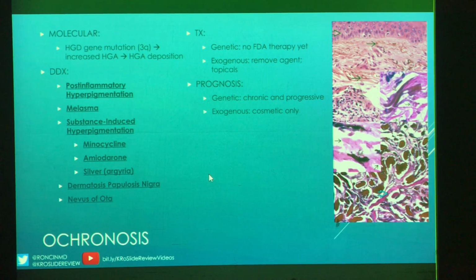Your prognosis, unfortunately, if it's genetic, these are chronic diseases, right? Genetics don't go away, and it also means that they're progressive. For exogenous, these are cosmetic concerns only, so again, remove what's causing the problem, and you can also use topical treatment to help lighten up areas. So that's your ochronosis.